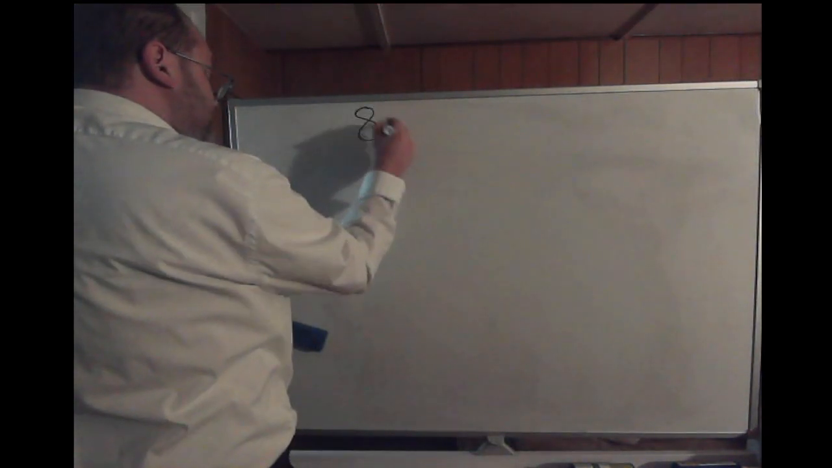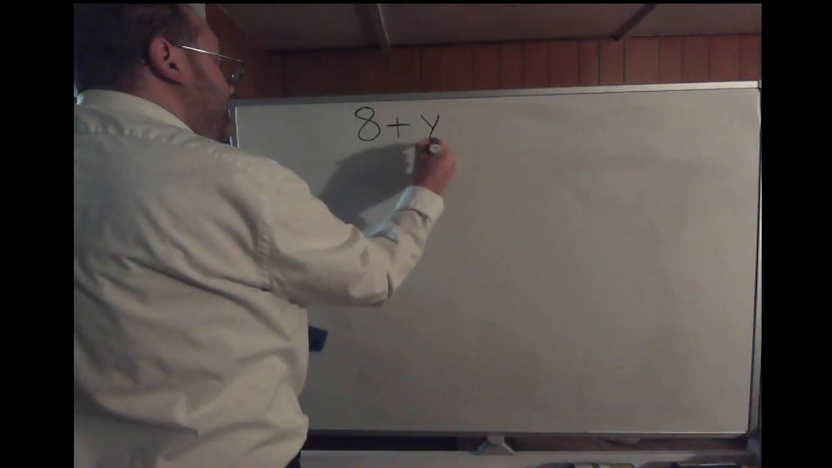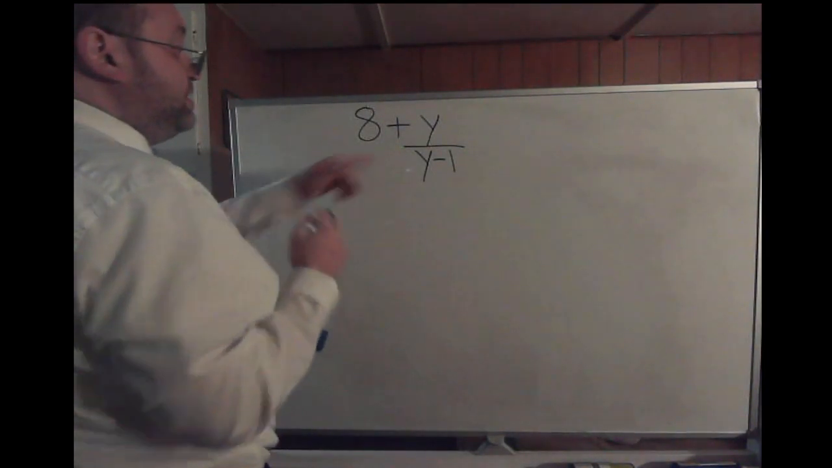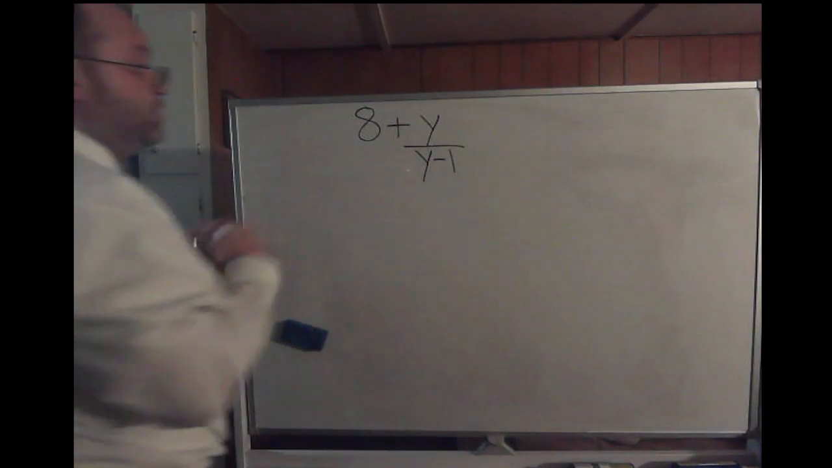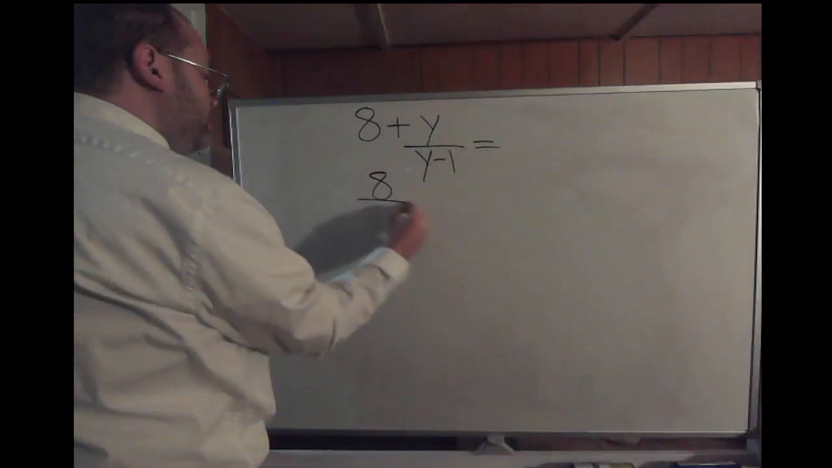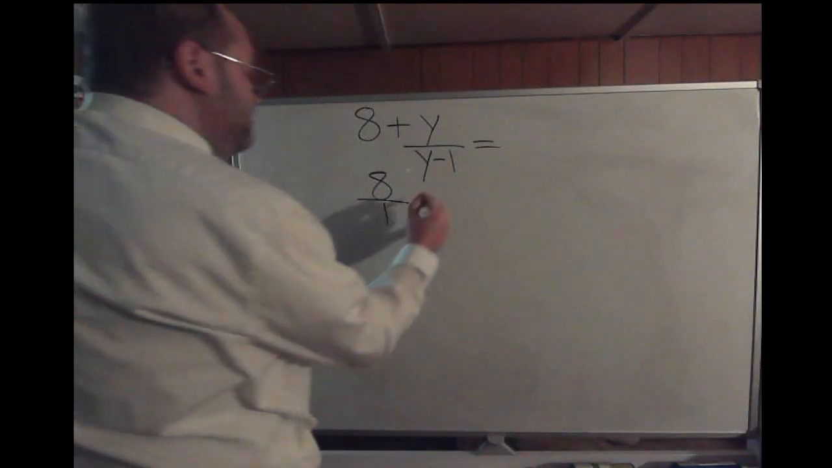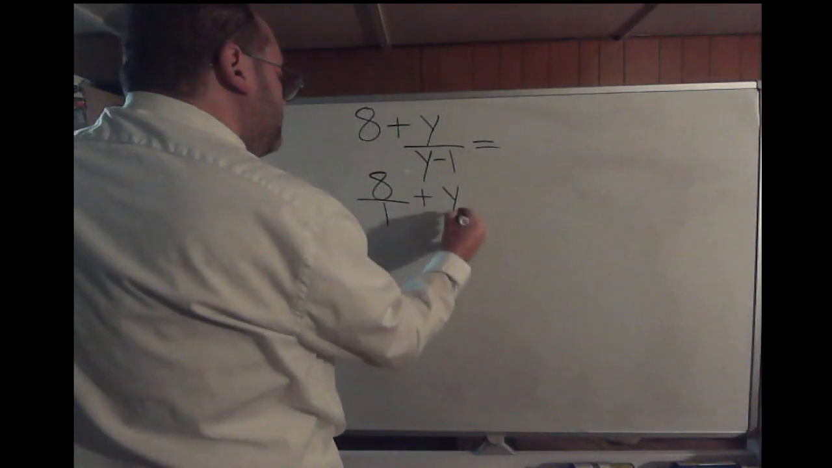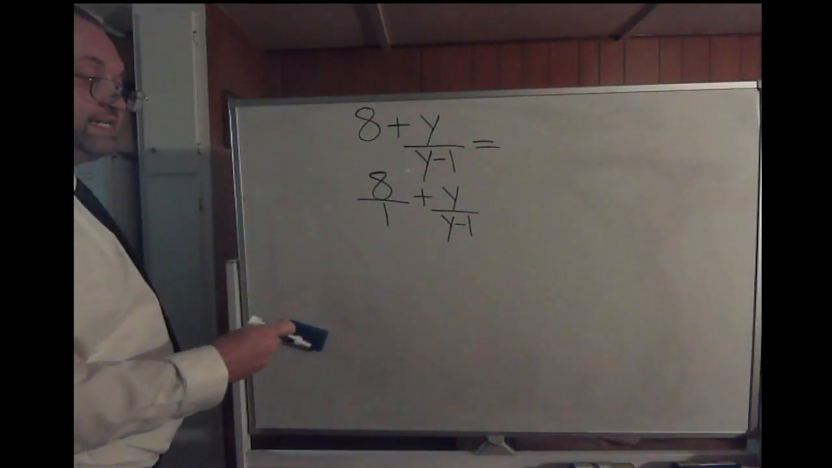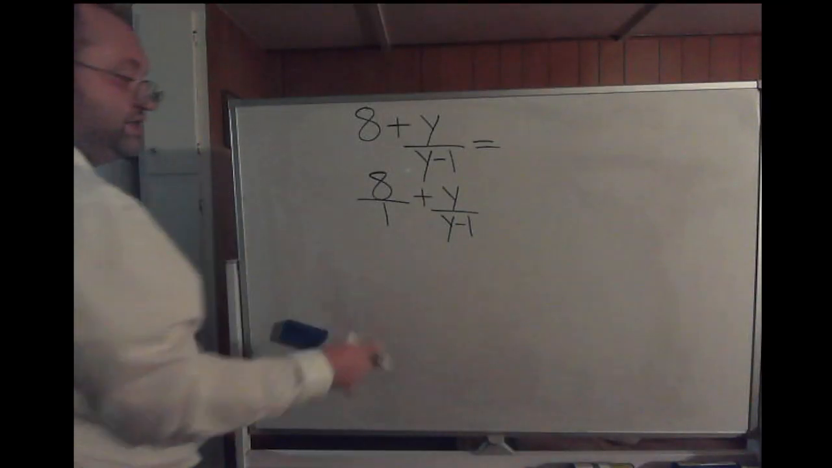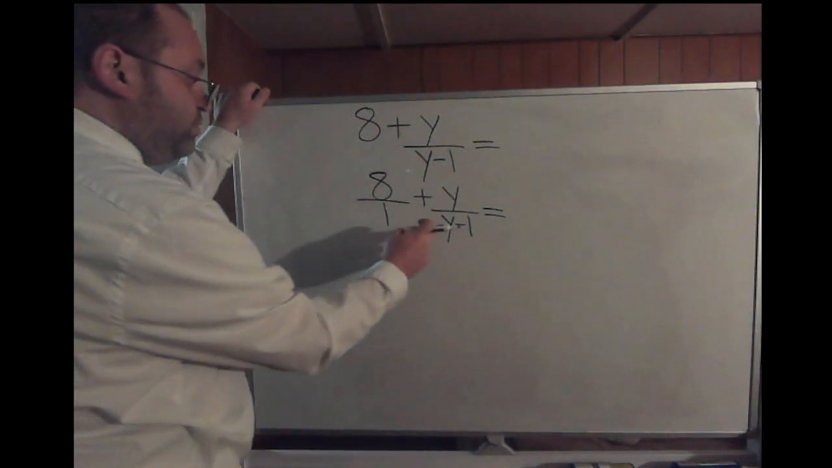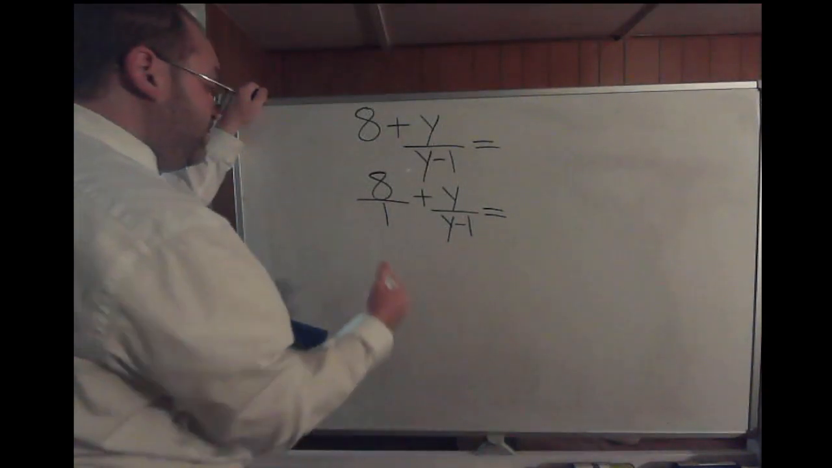Alright, we have 8 plus y all over y minus 1. Well, that 8 definitely has a guiding denominator of 1, so we can work with that. We have 8 over 1 plus y all over y minus 1. Well, least common denominator of 1 and y minus 1 is definitely going to be y minus 1. So in order to convert that 1 into y minus 1, we got to multiply by y minus 1.